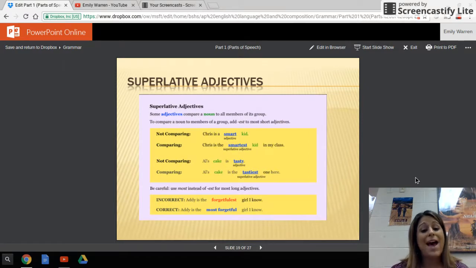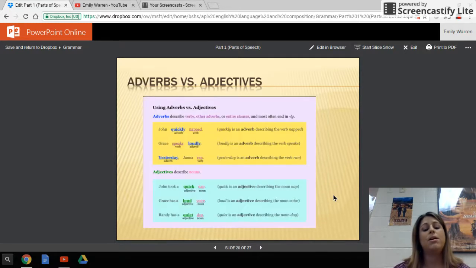We also have superlative adjectives. Some adjectives compare a noun to all members of its group, and that's what a superlative adjective is. So Chris is the smartest kid in my class. That's comparing Chris to all the other kids in the class. But let's be honest, you're all super smart, so I would not use a superlative adjective there. Al's cake is tasty. A superlative adjective would say Al's cake is the tastiest one here. So it's comparing it to others.